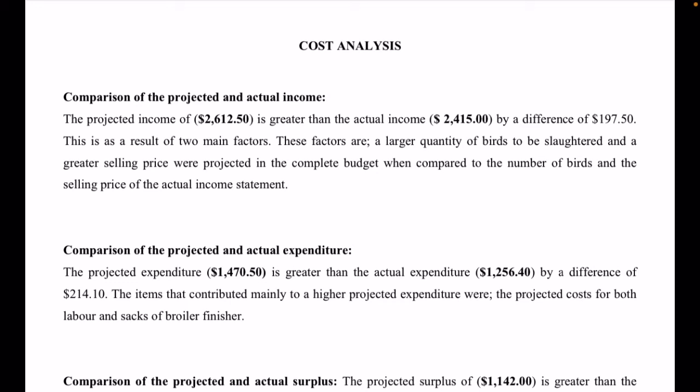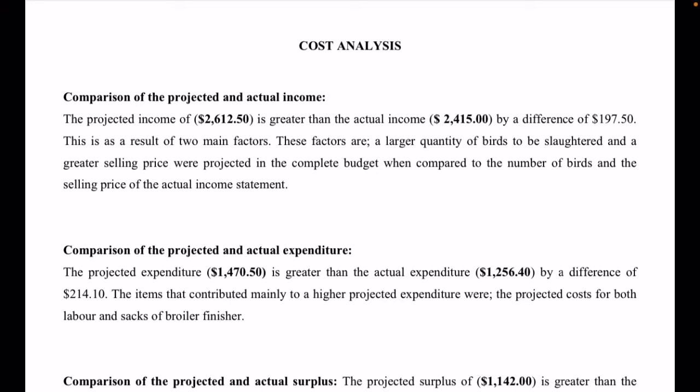The projected income of $2,612.50 is greater than the actual income, $2,415, by a difference of $197.50. This is as a result of two main factors. These factors are a large quantity of birds to be slaughtered and a greater selling price were projected in the complete budget when compared to the number of birds and the selling price of the actual income statement.